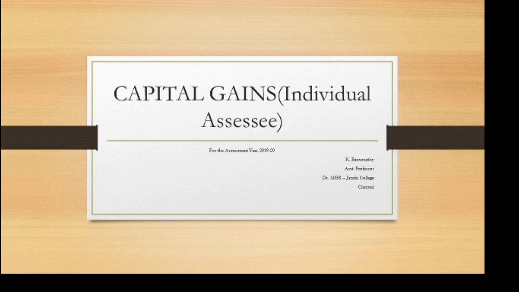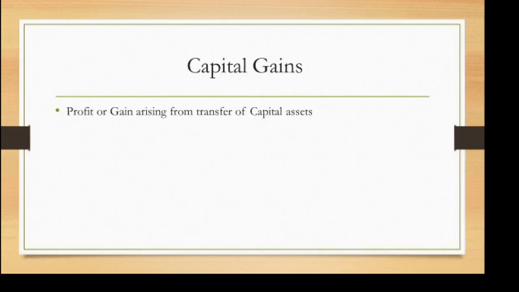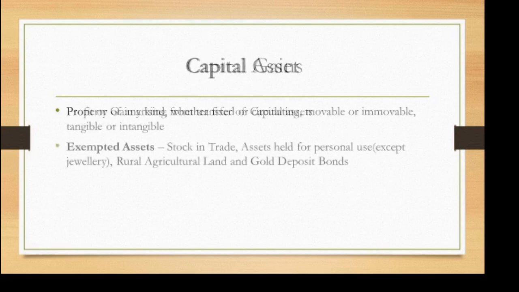Capital gain is the fourth among the five major heads of income. As per section 45, any profit or gain arising from transfer of a capital asset effected in the previous year is called a capital gain. Then what is a capital asset? Capital asset is a property of any kind, whether fixed or circulating, movable or immovable, tangible or intangible.